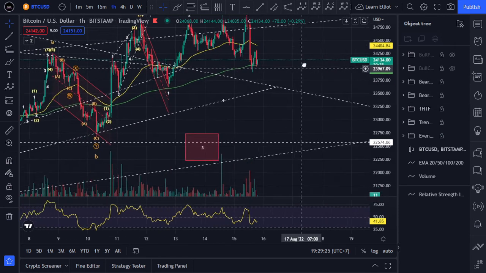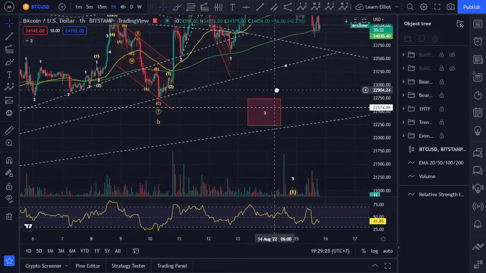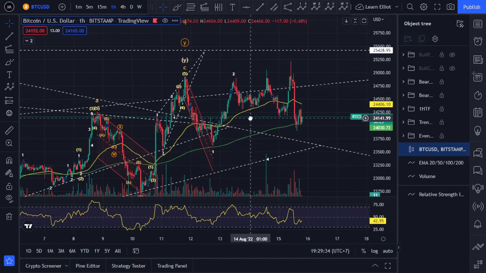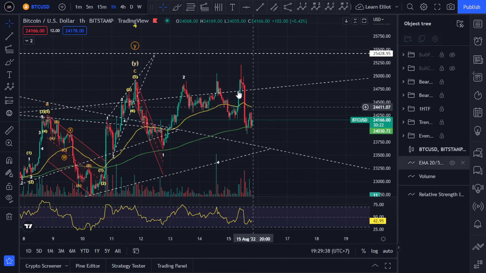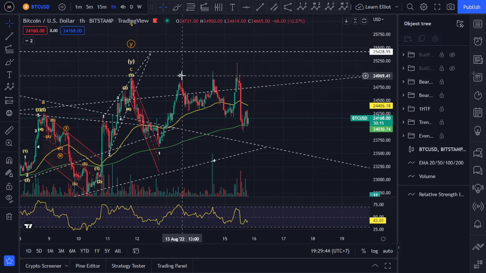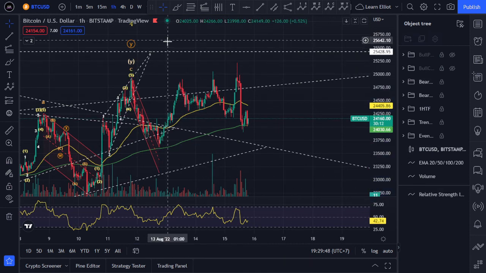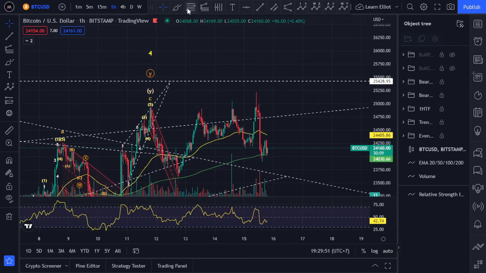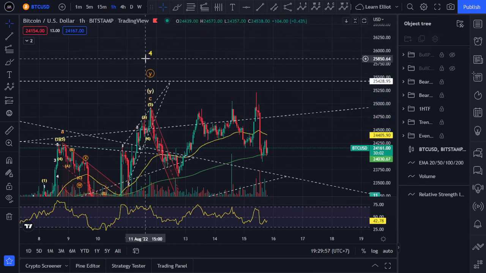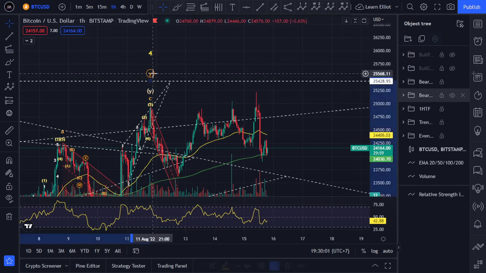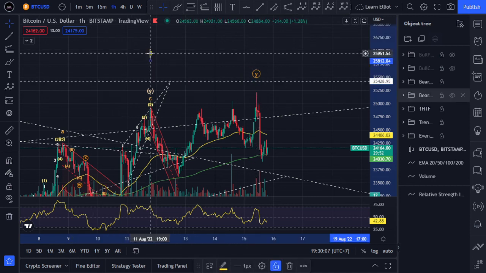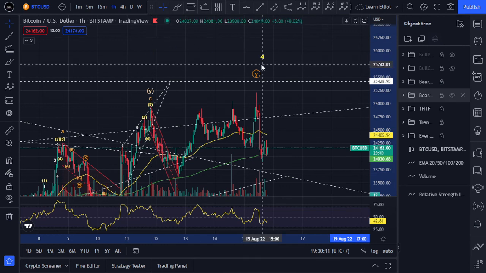In the bear case scenario, this is my target, also not reached, so we don't need this anymore. I'm just going to remove it. This is also not valid as the first one to set up, so I'm going to remove this wave here. Considering we have a higher height than this height, I'm going to move the WXY correction right here to this, and the fourth wave of the impulsive 5 wave down also to this.